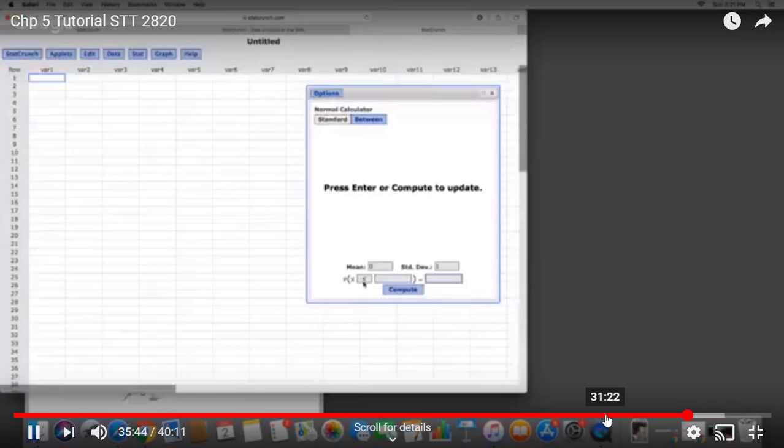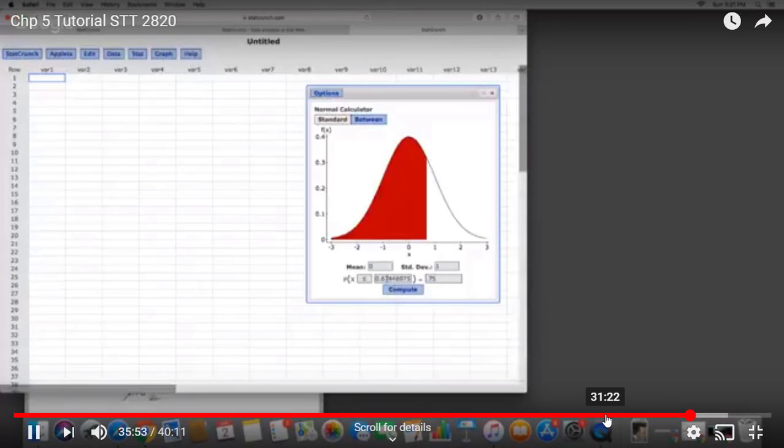P does stand for probability, or you can think of it as percent. So that's one way to help you always remember that when you have a percentage, it goes on the outside of the parentheses over here on the right. So 0.75, and we get a z-value of 0.67.